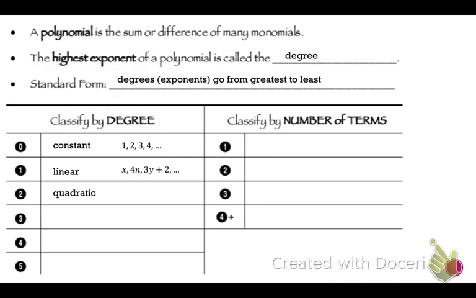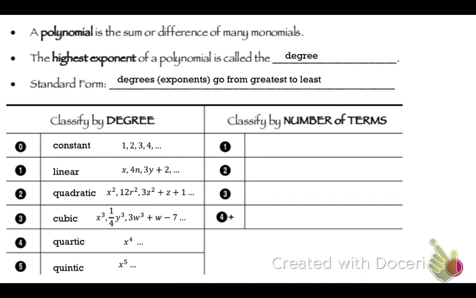2 would be quadratic, so that'd be like x squared, -12r to the 2nd, 3z squared plus z plus 1, continued. Okay, cubic is the 3rd power. There's some examples of that. Quartic is the 4th power. Quintic is the 5th power.